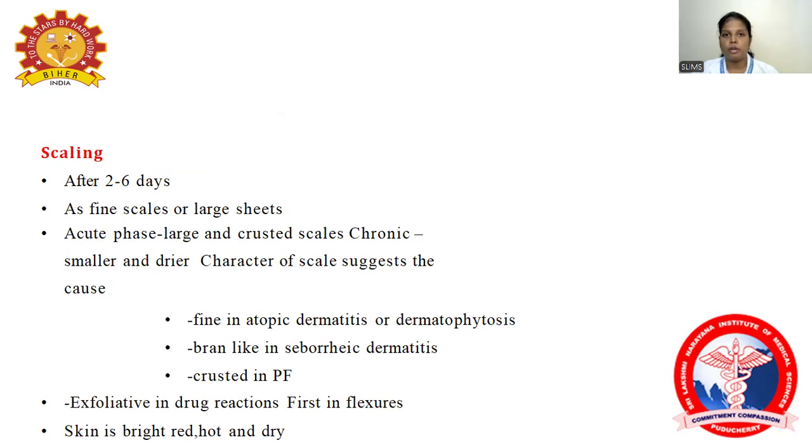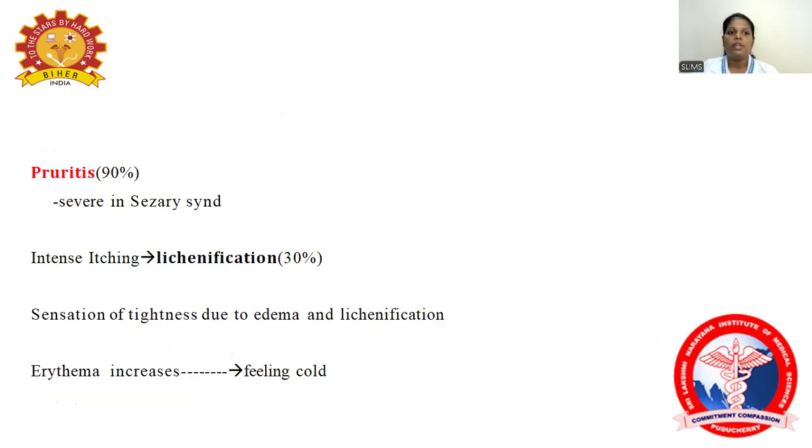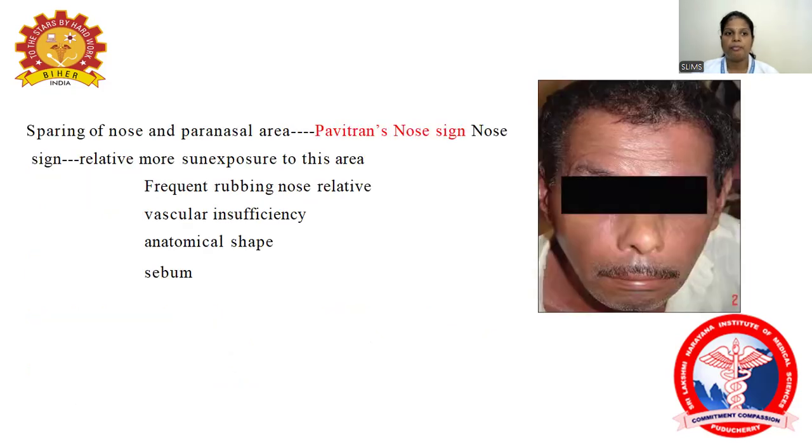Like fine scales in atopic dermatitis or dermatophytosis, bran-like in seborrheic dermatitis, clustered in pemphigus foliaceus and crusted scabies. Exfoliative scales are present in flexures in drug reactions. Skin will be bright, hot and dry. In pruritus, around 90%, which is severe in malignancies like Sézary syndrome, intense itching will be there, which results in lichenification. Because of the edema and lichenification, skin tightening will be there.